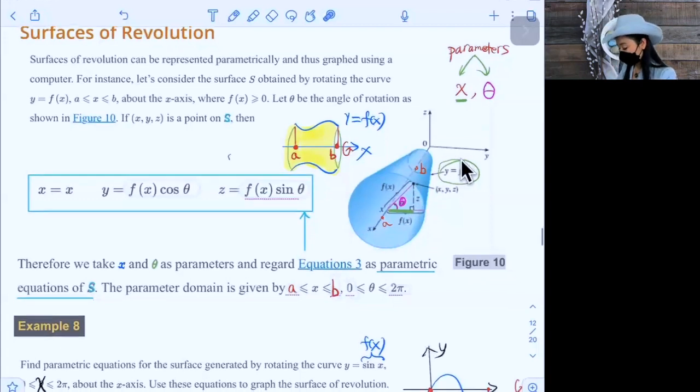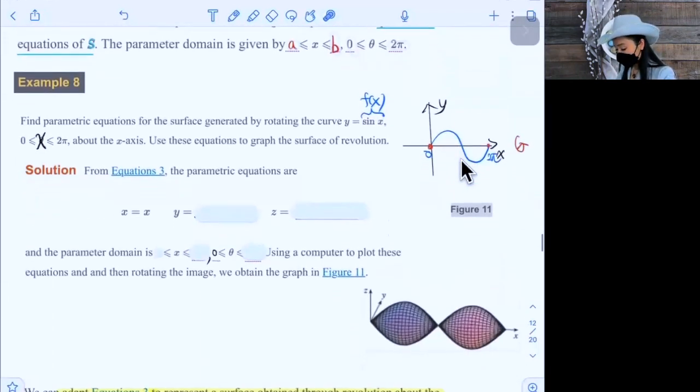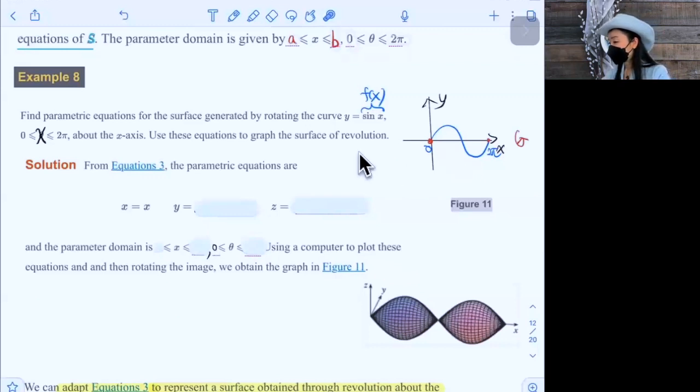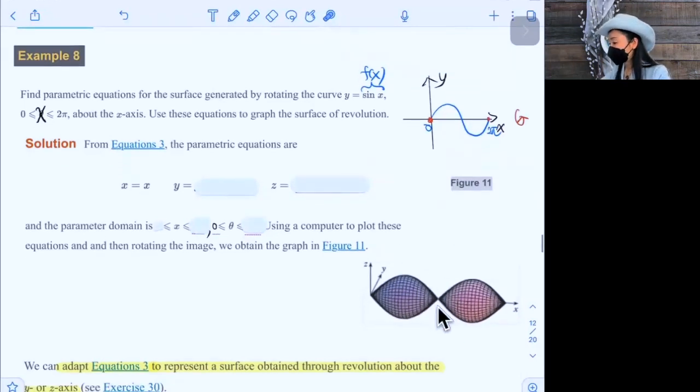Next example. Find the parametric equation for the surface generated by rotating this curve about the x-axis. Well, we actually used a computer to generate the picture. Rotate this about the x-axis, you get something like this. Very interesting. Now let's find the parametric equation.